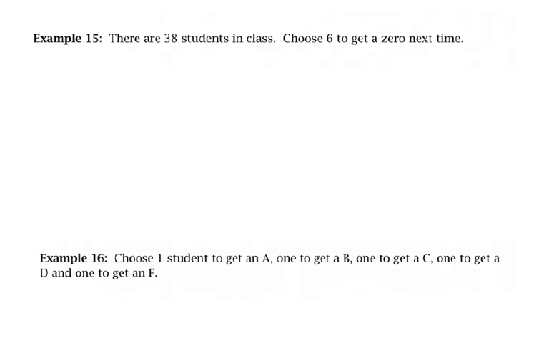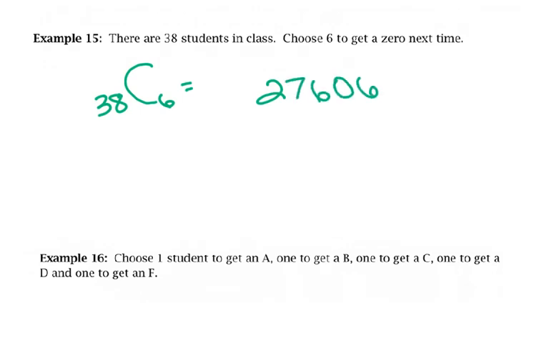Okay, number 15, there are 38 students in class. I'm going to choose 6 students to get a 0 next time. So does order matter? If I'm choosing 6 and they're all getting a 0, it doesn't matter who I choose first. So I just choose 6. So we could say 38 and a combination, and we're going to choose 6 of them. So how many ways could I choose 6 students to make that happen? And there's 2,760,681.